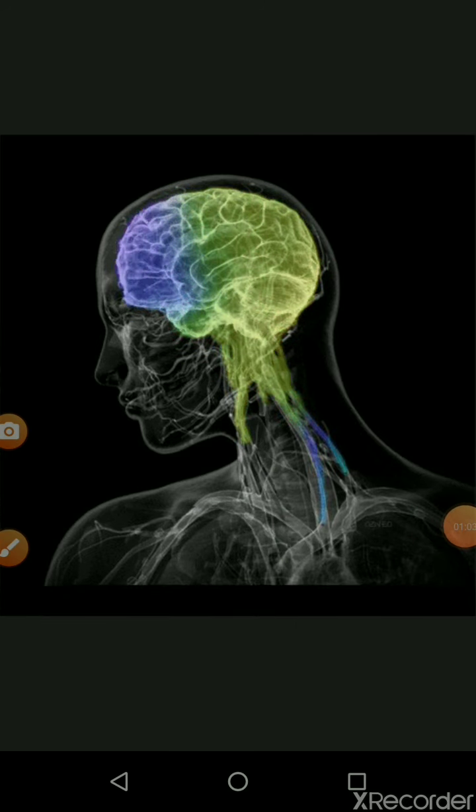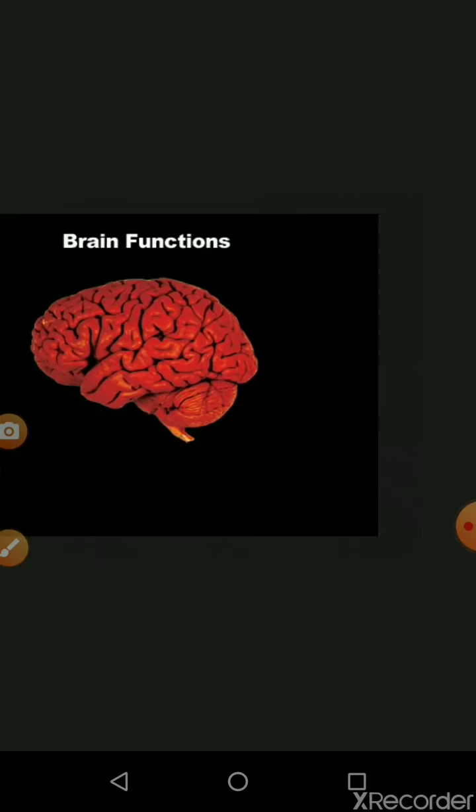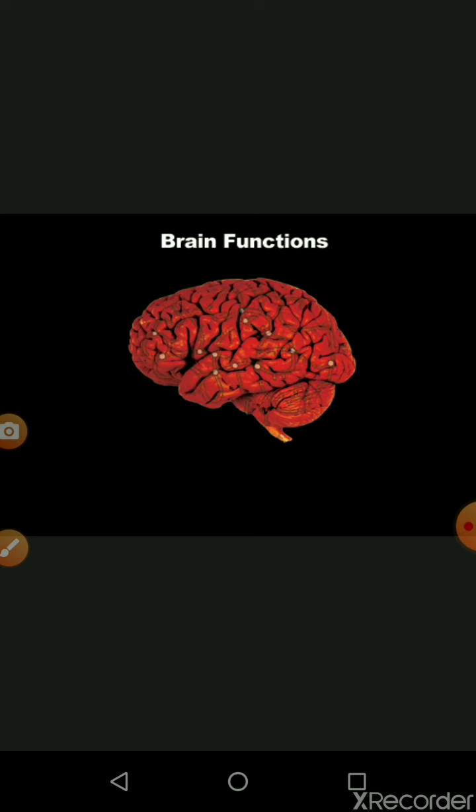Then this diagram shows how the nerve impulses are transmitted from the brain to all the parts of the body. As already seen in the previous continuous lesson, the nerve impulse can be transmitted 1000 times per second, and at the same time it is transmitted to another neuron 10,000 times. Then this diagram and animation show the various functions of the brain.